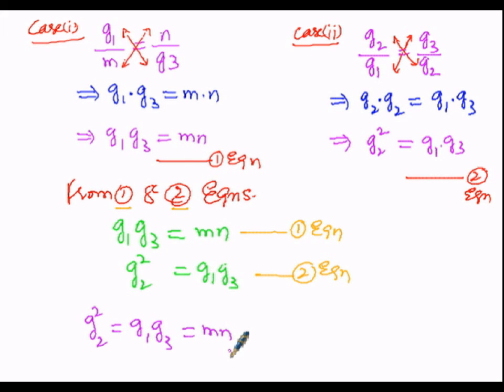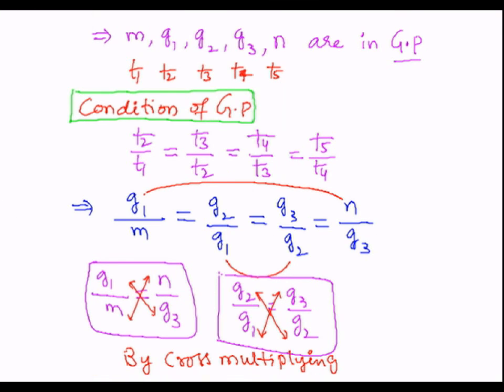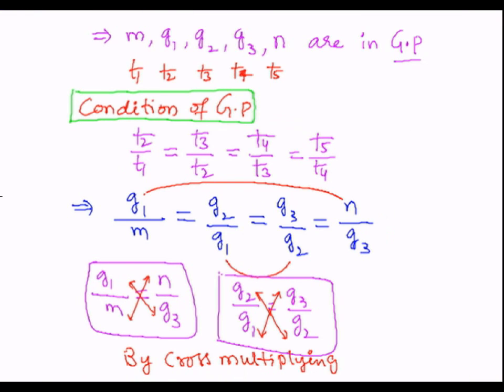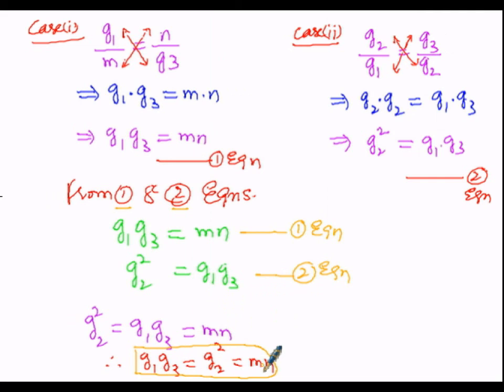Therefore all these three terms are equal, so we can write in any order. I write G1 G3 is equal to G2 square is equal to Mn. This is the condition which is to be proved as per the problem. We have to prove G1 G3 equals G2 square equals Mn. In this manner we proved that G1 G3 equals G2 square equals Mn. Hence it is proved.